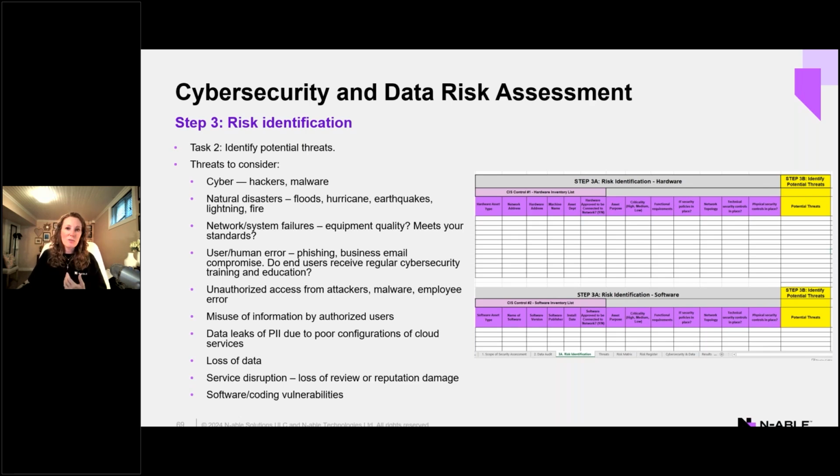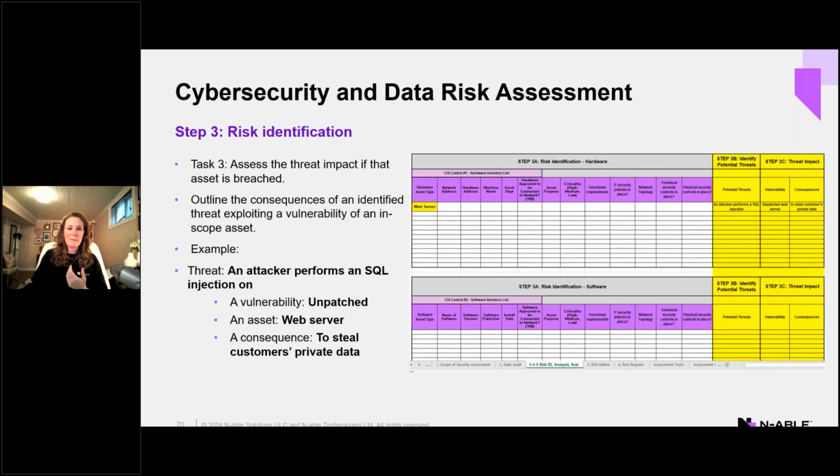We're talking about unauthorized access from attackers, misuse of information by authorized users, data leaks, loss of data, service disruption, software and coding vulnerabilities. So these are all other different threats that have to be considered. And so again, showing another screenshot from the workbook, but I have added a new column. I've labeled it 3B, identify potential threats, where you would then input the potential threat information that you could have for each asset. Then you want to outline for the prospect in the proposal what could go wrong.